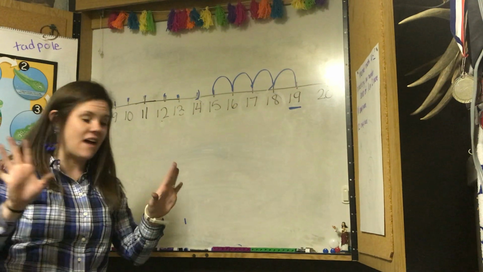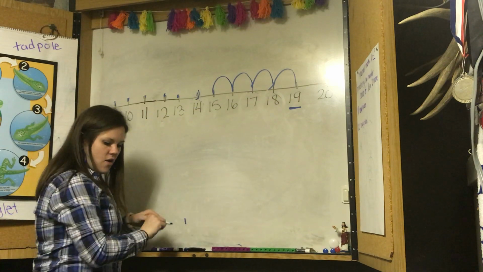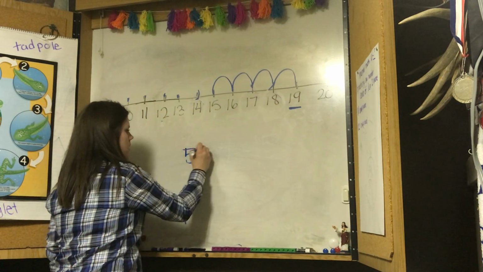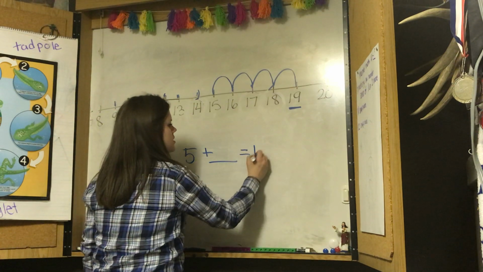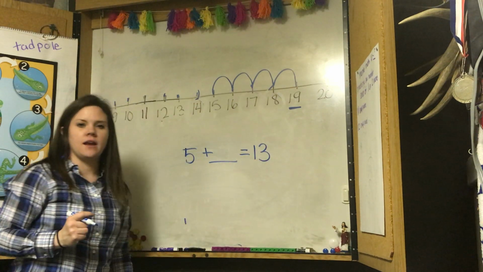Okay. Number 11. 5 plus blank equals 13.